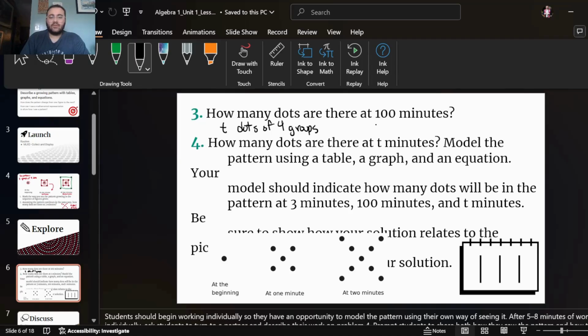So at 100 minutes, we're going to have 100 dots in 4 groups. So that's going to be 400 plus 1, since there's a 1 in the center. So we're going to have 400 dots plus 1. That's 401 dots.